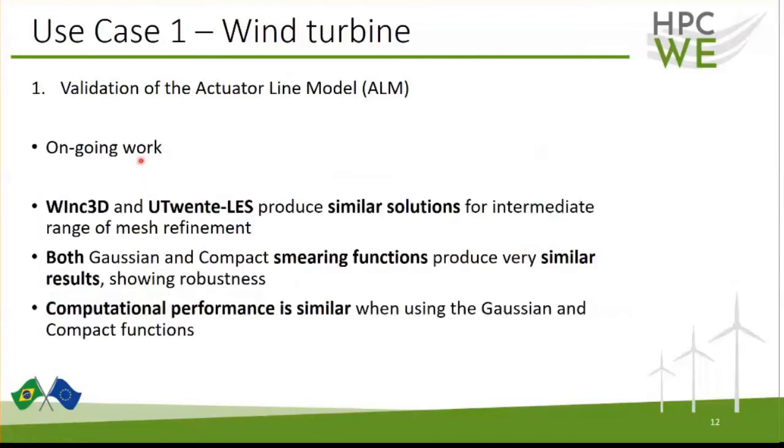So again, it's ongoing work, but our conclusion so far is that Wink3D and U20LES produce similar solutions for the intermediate range of mesh refinement, and that both Gaussian and compact smearing functions produce very similar results, which shows the robustness of the method. And the computational performance is similar when using the Gaussian and compact functions.